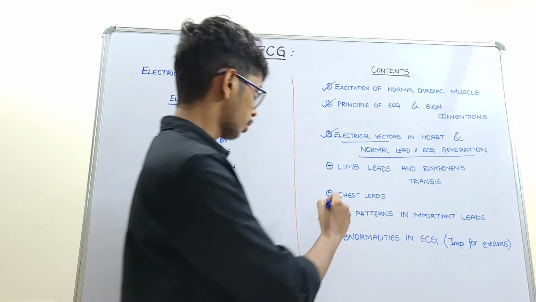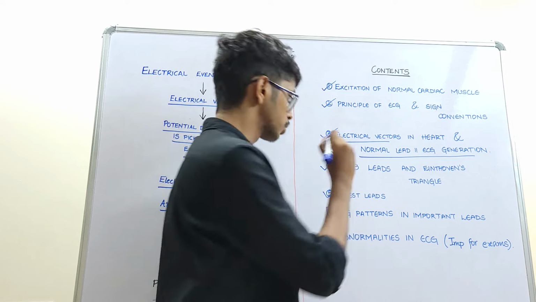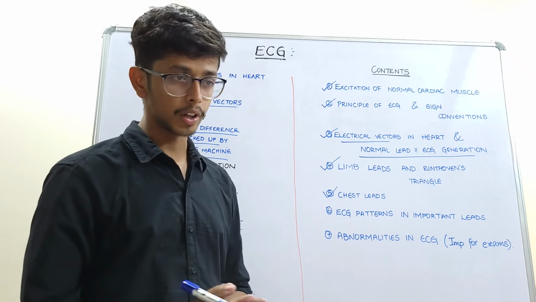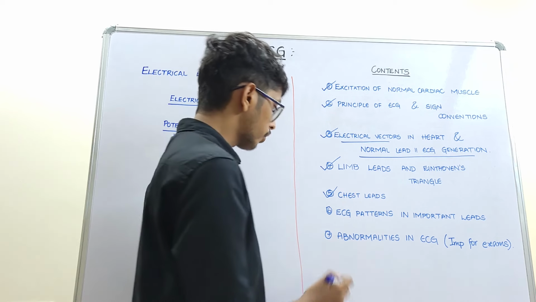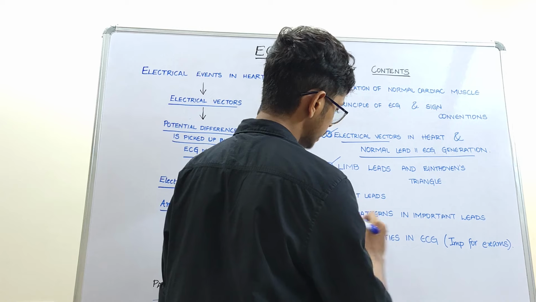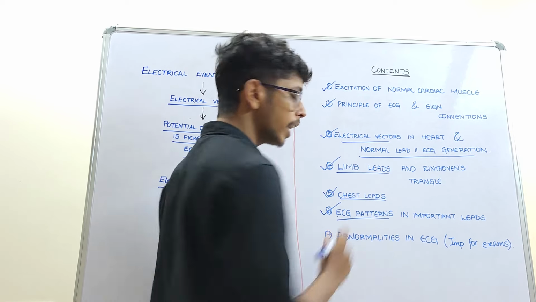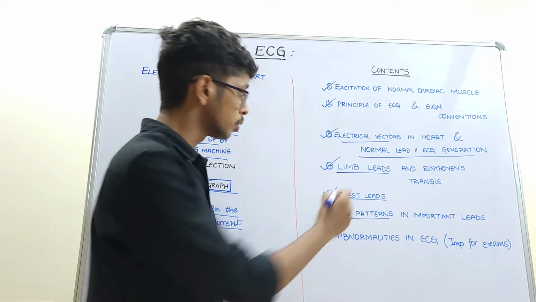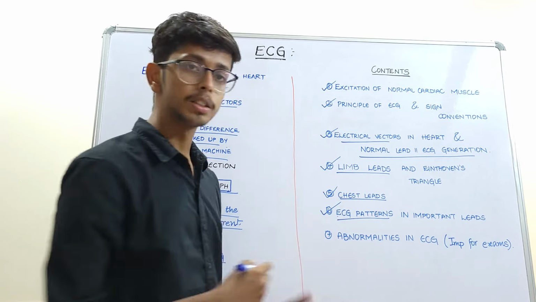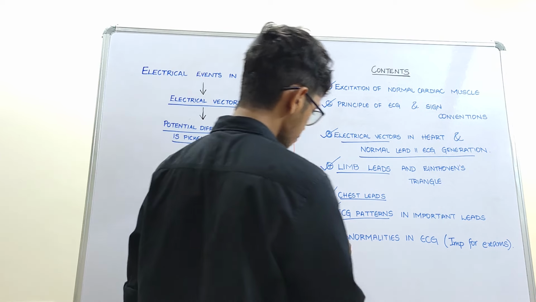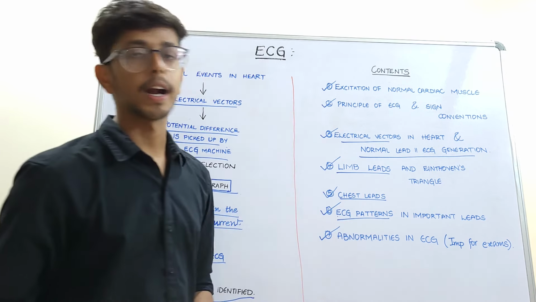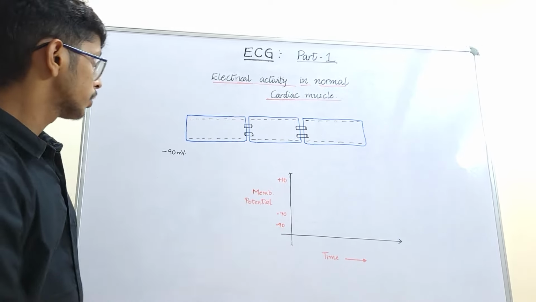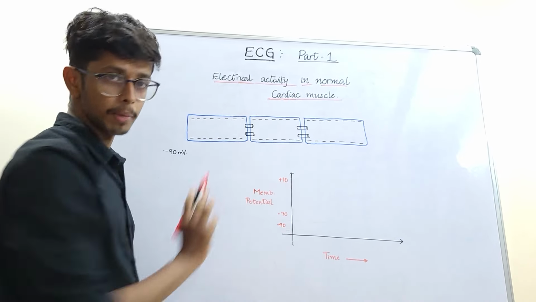And then we will discuss about various limb leads and chest leads used in the ECG, and what is the role of each lead, and what is the concept of Einthoven's triangle and chest leads. And finally we will discuss the ECG patterns recorded by these limb leads. First we have to know how the ECG or how the graph is obtained. Then we can derive it to various limb leads or various chest leads based on their position. And finally we will discuss the abnormal ECG patterns, and I will be discussing only those patterns which are important for the exams. Let's start with the electrical activity in a normal cardiac muscle cell.